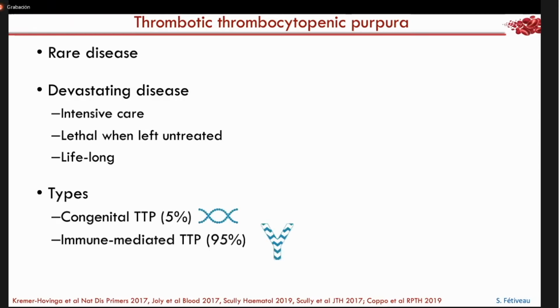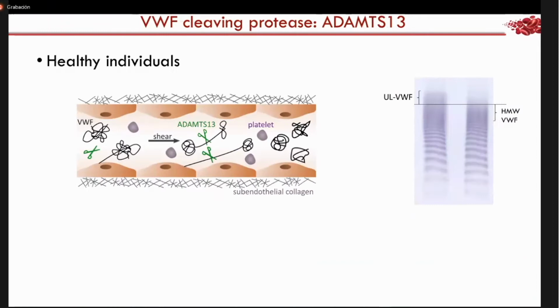There are two types of TTP. About 5% of the patients, so the minority, suffer from congenital TTP due to mutations in their ADAMTS13 gene. And the majority of the patients, about 95%, suffer from the immune-mediated form of the disease, and that is caused by the development of autoantibodies, as depicted by this figure on the slide. So it is caused by autoantibodies against ADAMTS13 in these patients.